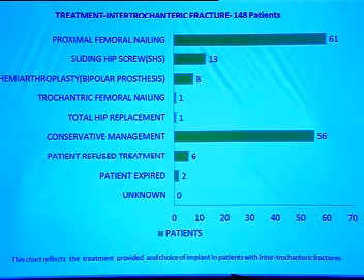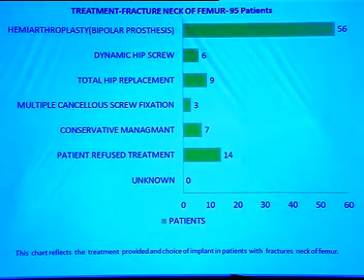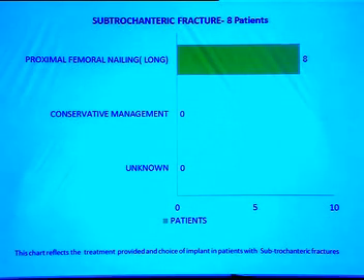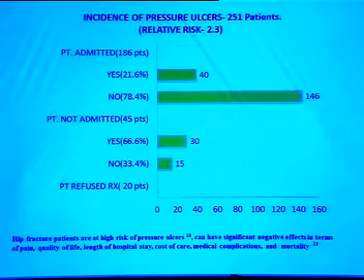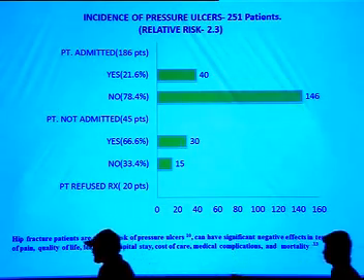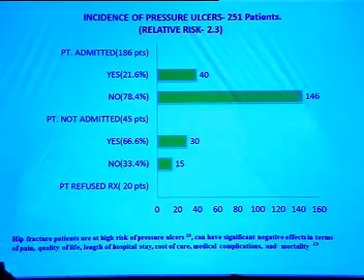In 148 intertrochanteric fractures, proximal femoral nailing was preferred. In neck of femur, hemiarthroplasty in 56 patients was preferred. Subtrochanteric, 8 patients, all operated with long proximal femoral nail. Incidence of pressure ulcers, relative risk 2.3: in patients admitted, 21.6% developed pressure sore, not admitted 66.6%.